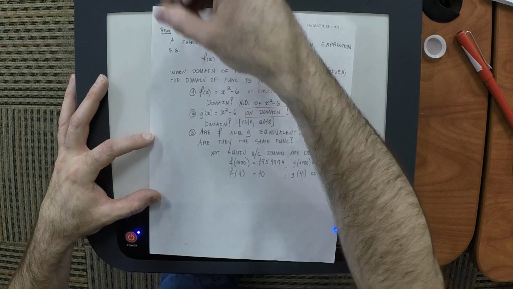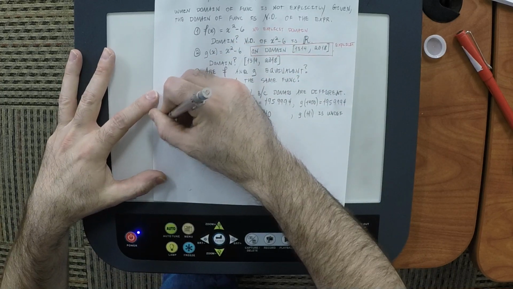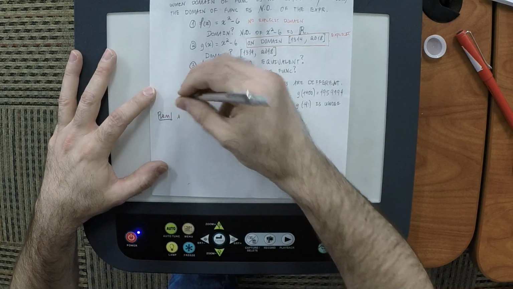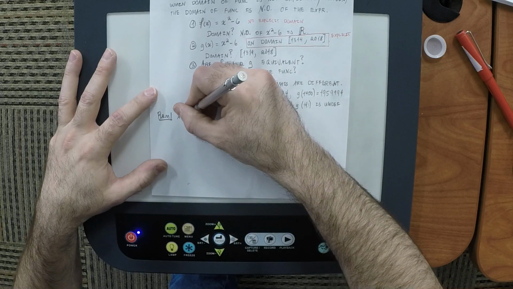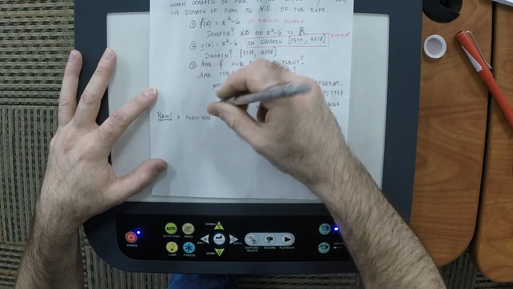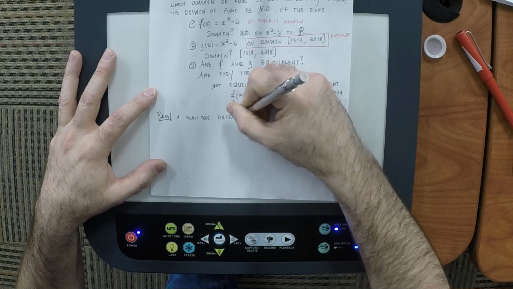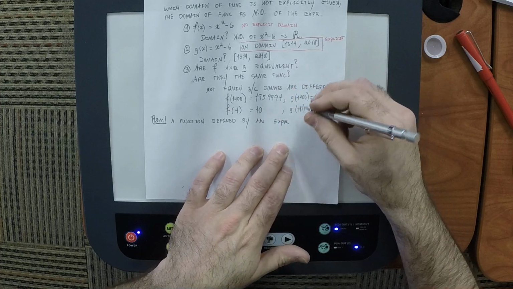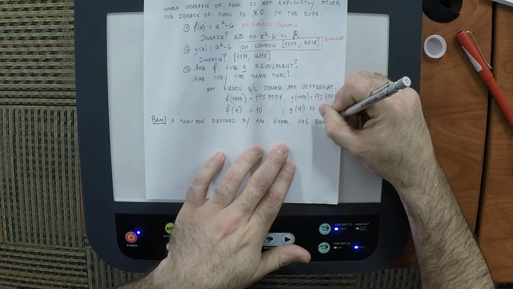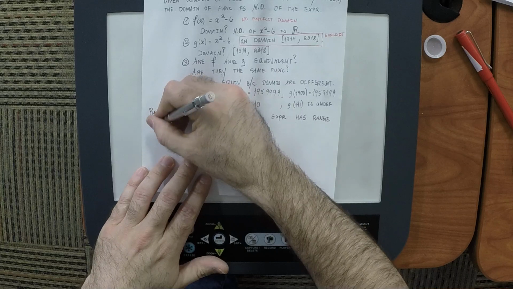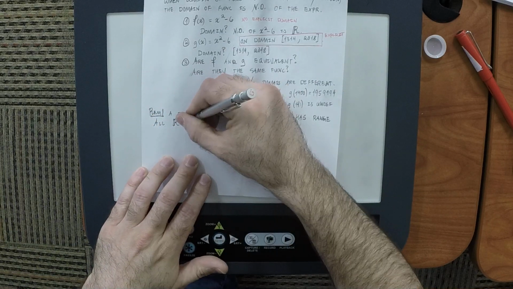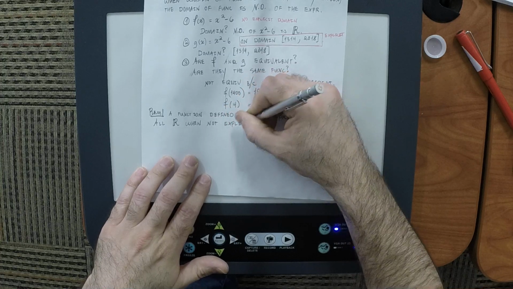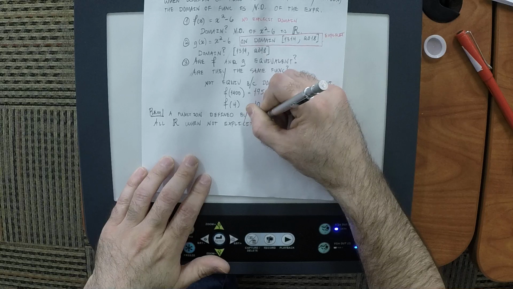So I'll just make a new remark now. Again, with a function defined by an expression: a function defined by an expression has range all of reals when not explicitly specified.